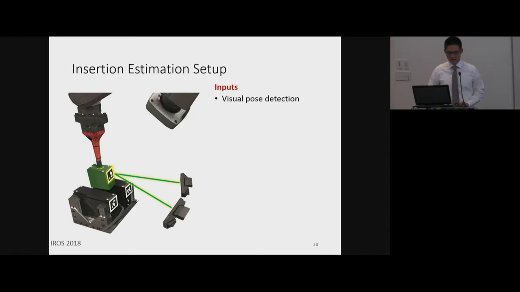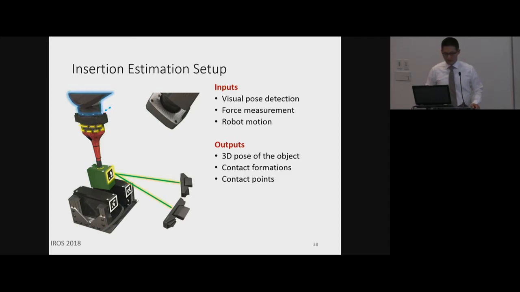So here is our insertion estimation setup. The inputs are the visual pose detection and the force measurement at the wrist. Here it's a force torque sensor that measures six numbers. And the robot motion from the encoders, which can be very accurate. The outputs are the 3D pose of the object. And there are two extra things, which are the contact formations and contact points. I'll talk more about them in the next few slides.